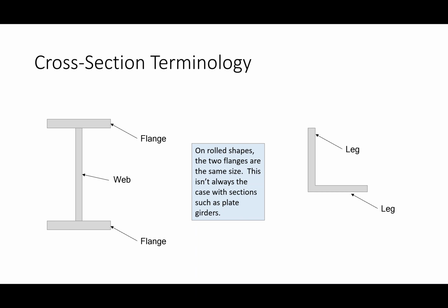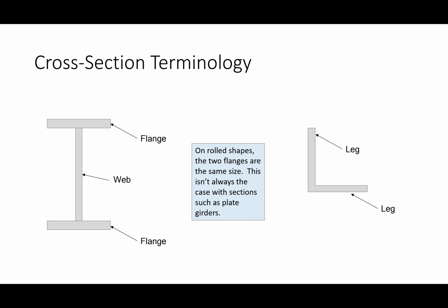Angles, we use legs to express this. So you might have equal legs, or you might have a long leg and a short leg. So I just throw that out there for terminology. Anytime you're dealing with a rolled shape like a W section, the top flange and the bottom flange are going to be the same. That isn't always the case on sections like plate girders.